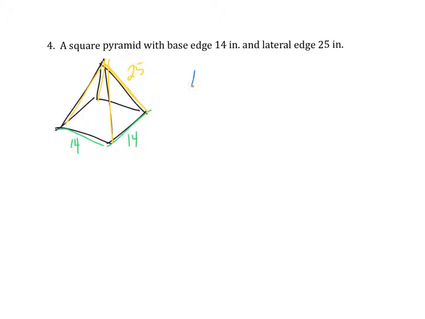So the first thing I'm going to try to find is the lateral area. Again, I have 4 triangles. So 1/2 base times height times 4 should do it. 1/2 times base edge is 14. So I'm looking at one of these faces. So base is 14.